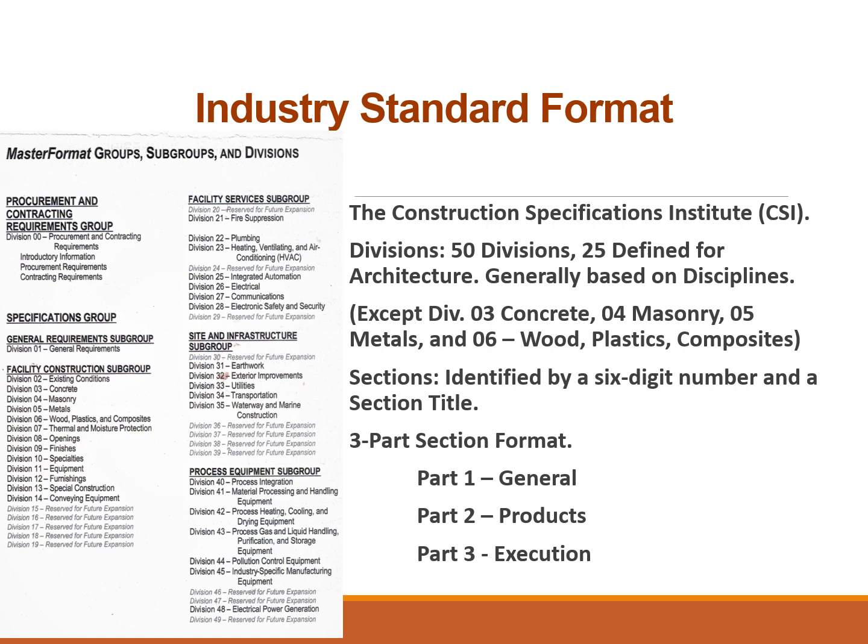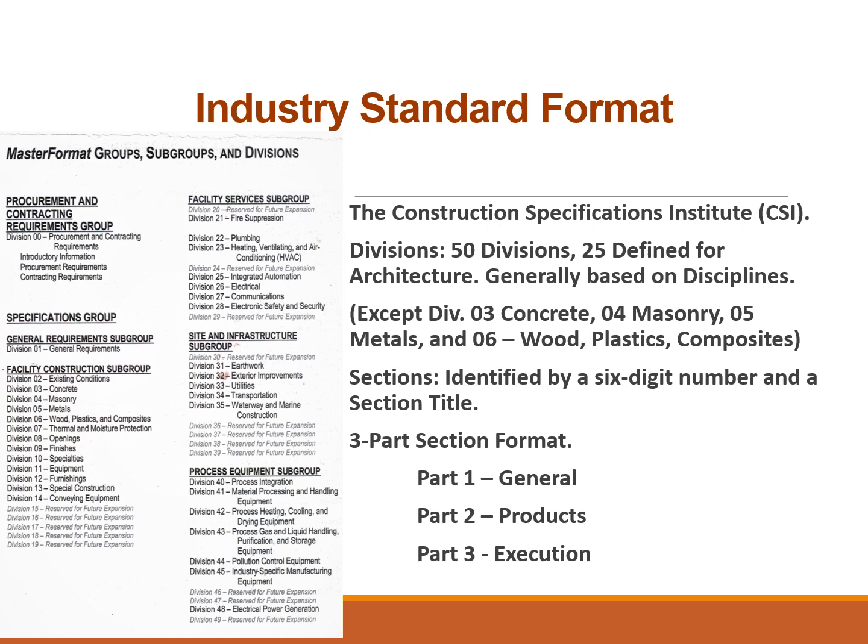And then conveying equipment is obviously for your elevators, escalators, and equipment that's necessary to move people and in some cases things throughout the facility. Now, if you'll notice, 15 through 19 is reserved for future. You then get into the facility services subgroup, which is division 21 fire suppression, division 22 plumbing, division 23 heating, ventilating, air conditioning. Division 24 is reserved. Division 25 is integrated automation, which I've very seldom seen used.